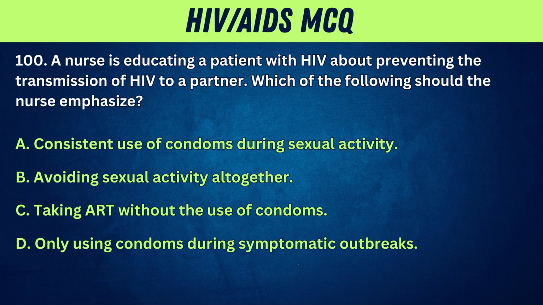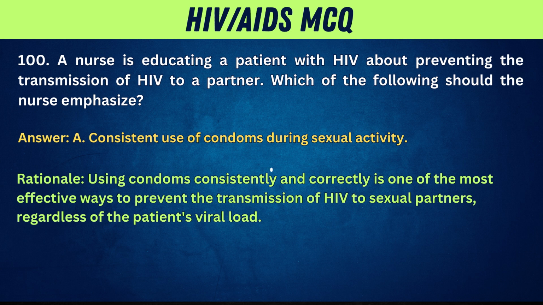100. A nurse is educating a patient with HIV about preventing the transmission of HIV to a partner. Which of the following should the nurse emphasize? A. Consistent use of condoms during sexual activity. B. Avoiding sexual activity altogether. C. Taking ART without the use of condoms. D. Only using condoms during symptomatic outbreaks. Answer: A. Consistent use of condoms during sexual activity. Rationale: using condoms consistently and correctly is one of the most effective ways to prevent the transmission of HIV to sexual partners, regardless of the patient's viral load.